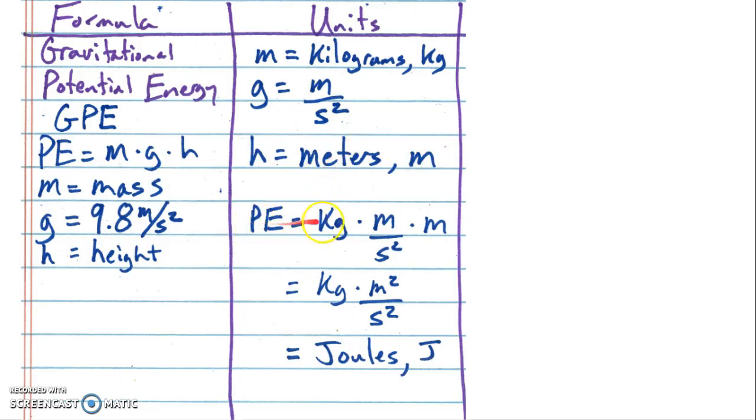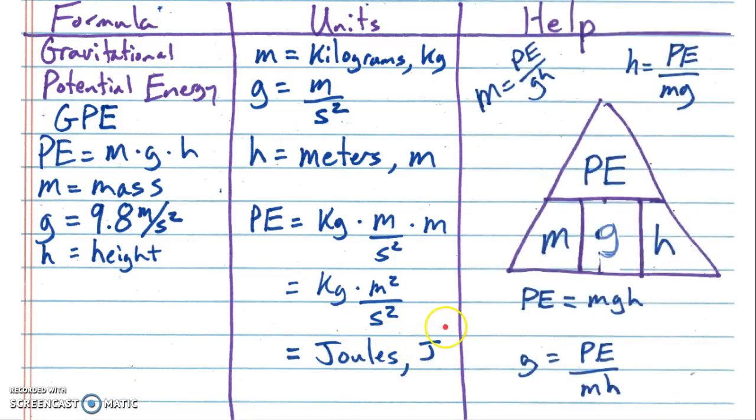So we've got potential energy equal to kilograms times meters per second squared times meters, which becomes kilograms times meters squared per second squared. And if you remember from our unit on work, that is the same unit. So we have joules as our unit for work and as our unit for potential energy, because they are the same thing.